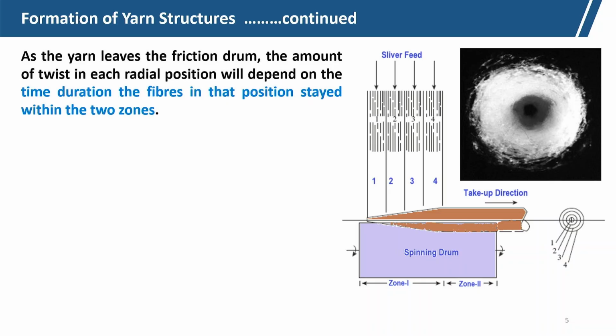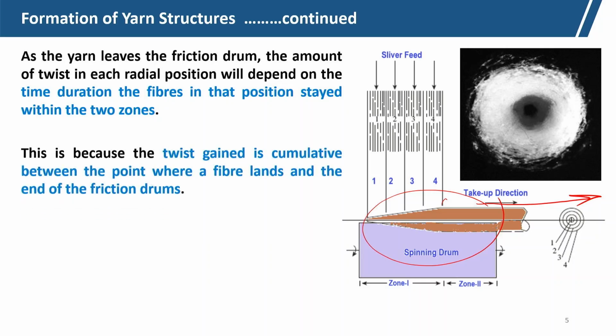in zone 1. So, as the yarn leaves the friction drum, the amount of twist in each radial position will depend on the time duration the fiber stayed in that position within the 2 zones. So, what is the time when the yarn take-up direction is along the yarn drum axis? How much time they are staying on the drum surface will decide the level of twist. This is because the twist gained is cumulative between the point where the fibers land and the end of the friction drum.